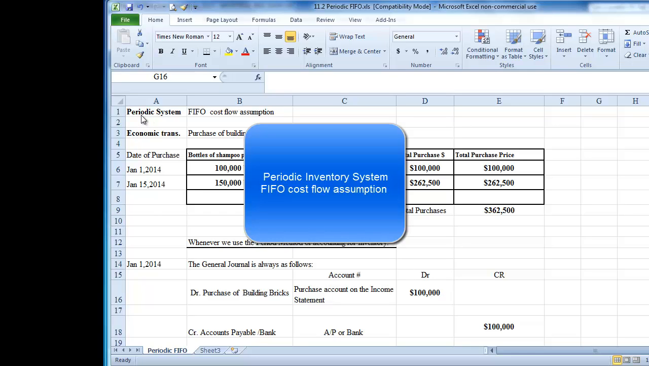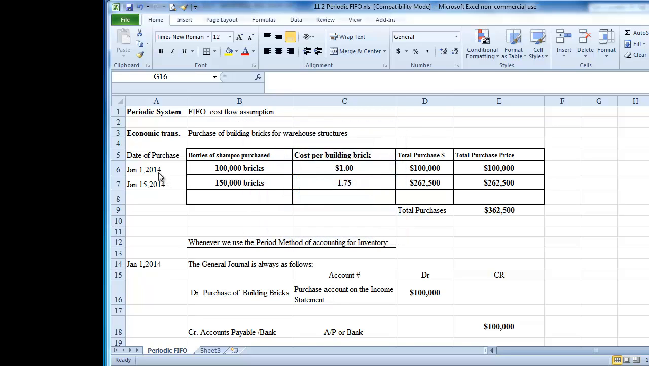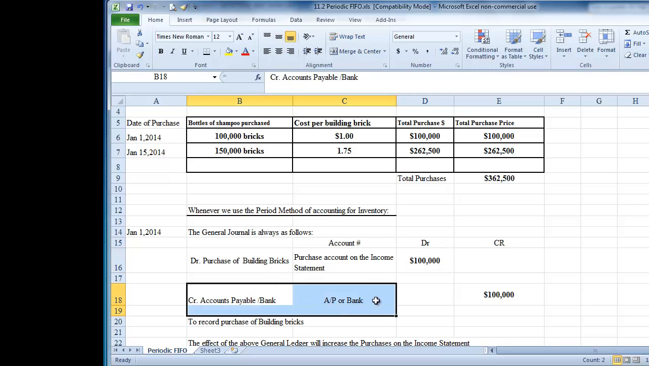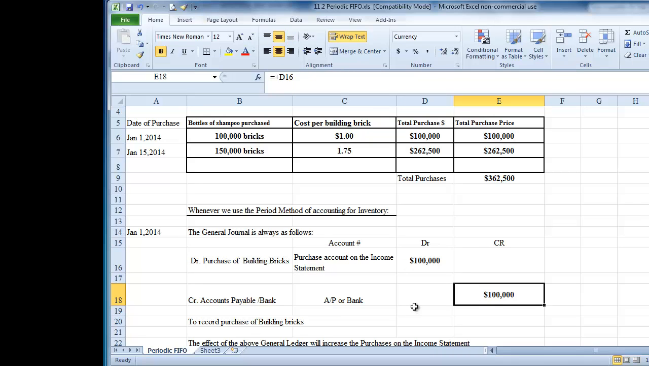In this video, we will demonstrate the periodic system using the first in, first out cost flow assumption. On January 1st, we'll purchase 100,000 bricks at $1 per unit, and on the 15th of January, 150,000 bricks at $1.75 per unit. The accounting entry will always be to debit purchases on the income statement and credit accounts payable or bank on our balance sheet.